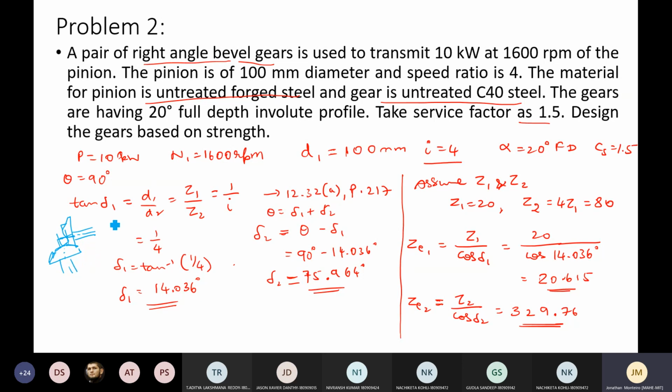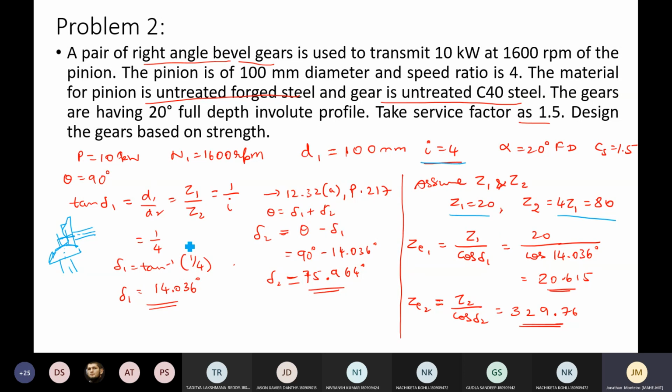So that 90 degrees of pitch angle between the driver and the driven can be attained in various ways. For example, in this particular problem, i is equal to 4. So there is a transmission at 90 degrees with a speed ratio of 1:4. So obviously one gear will be larger and one will be quite smaller compared to each other. For calculation purpose we have assumed that Z1 is equal to 20 and Z2 is equal to 80, which will be changing later. This is just to find the weaker member.